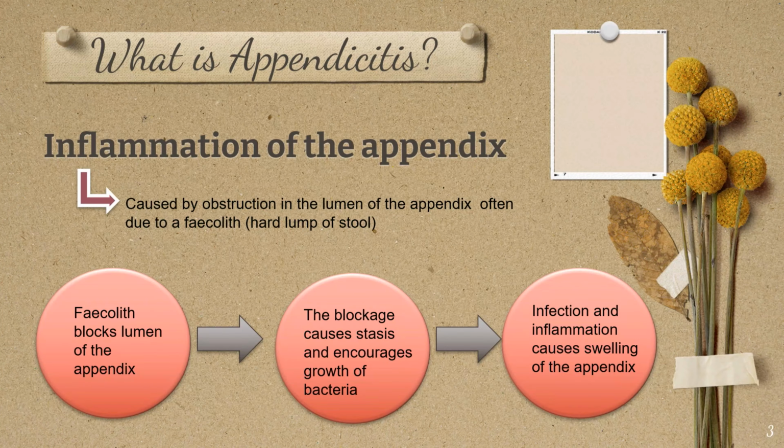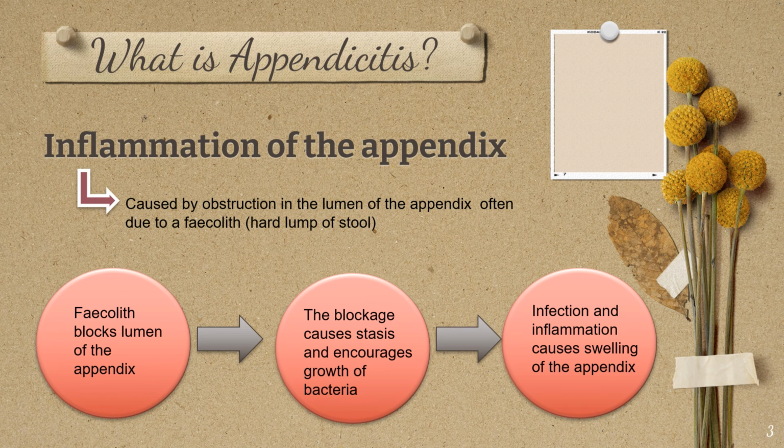So what is appendicitis? Anything that ends in itis means inflammation. So appendicitis means inflammation of the appendix, and this is caused by obstruction in the lumen of the appendix. There are many causes of obstruction. However, the most common cause is from fecaliths, which are hard lumps of stool that form and block the appendix. This blockage then causes stasis and encourages growth of bacteria, which then leads to infection and inflammation, which is why the appendix becomes swollen.